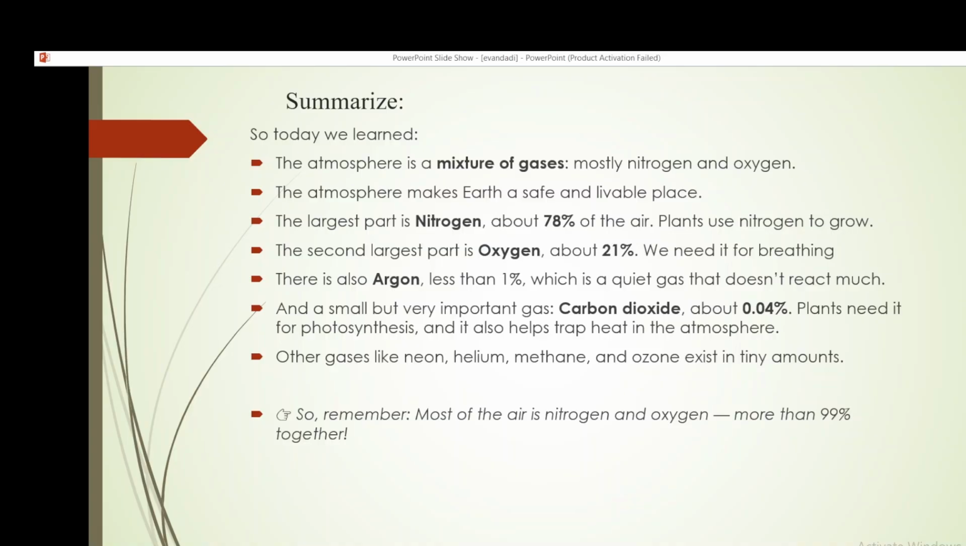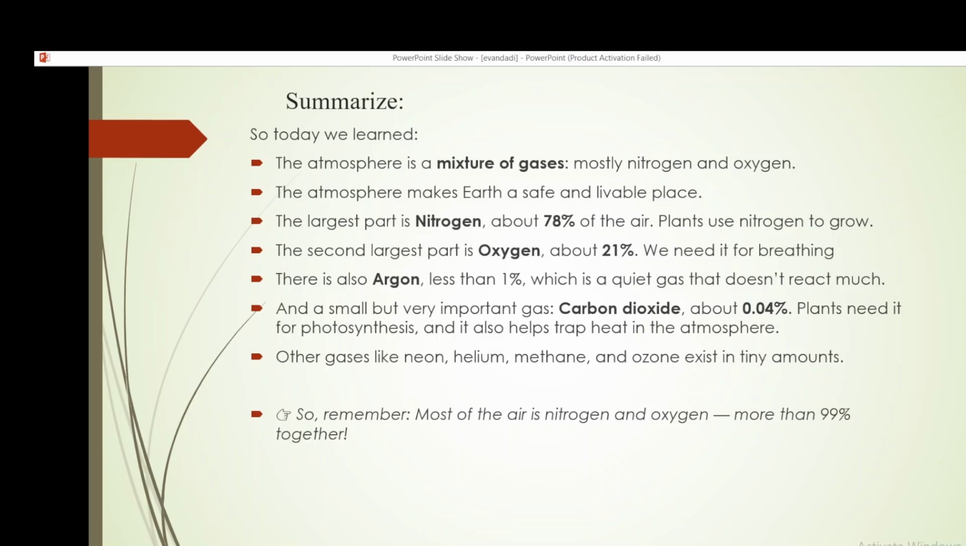Nice. Let me summarize what we have learned today. So today we learned about the atmospheric gases and their composition. The atmosphere is a mixture of gases, mostly nitrogen and oxygen. The atmosphere makes Earth a safe and livable place. The largest part is nitrogen, about 78% of the air. Plants use nitrogen to grow. The second largest part is oxygen, about 21%. We need it for breathing.